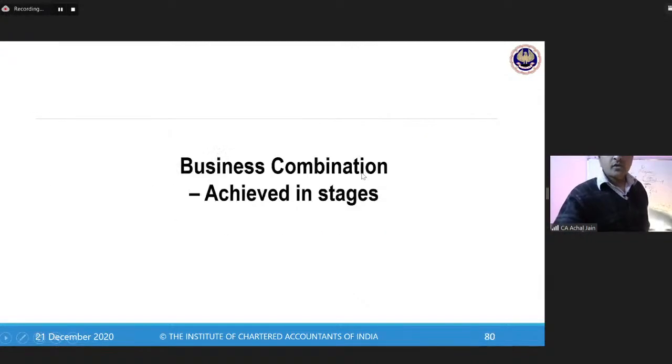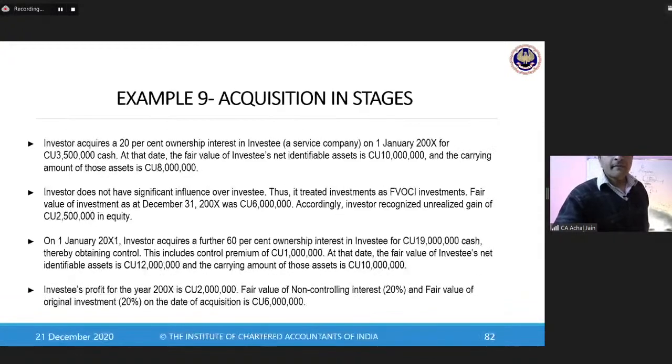Now we can move on to some questions to practice this. With the help of this example, we will practice three things. One, that is about NCI. Second will be about previously held equity interest. And third, computation of goodwill. So I would say it's a very good example which will cover various ingredients.